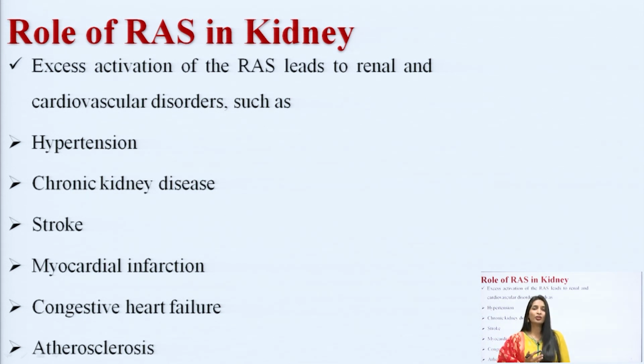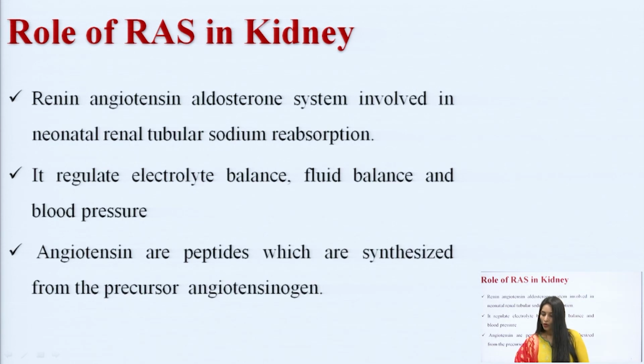Which disorders can you see here? Hypertension, congestive heart failure, which you can call a heart attack, and myocardial infarction, atherosclerosis. Kidney disorders, you can say acute kidney disorders, chronic kidney disorders, stroke. So myocardial infarction, all these are the disorders which you can see when there is excess activation of RAS. Okay. And what is the role of renin angiotensin aldosterone in the kidney?